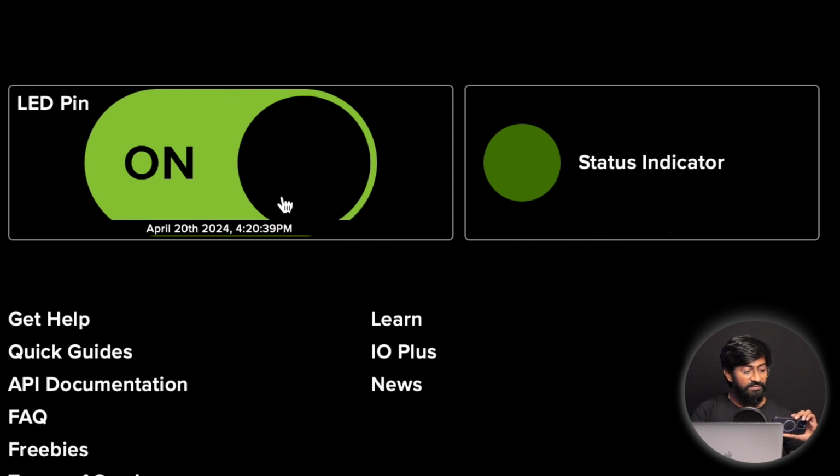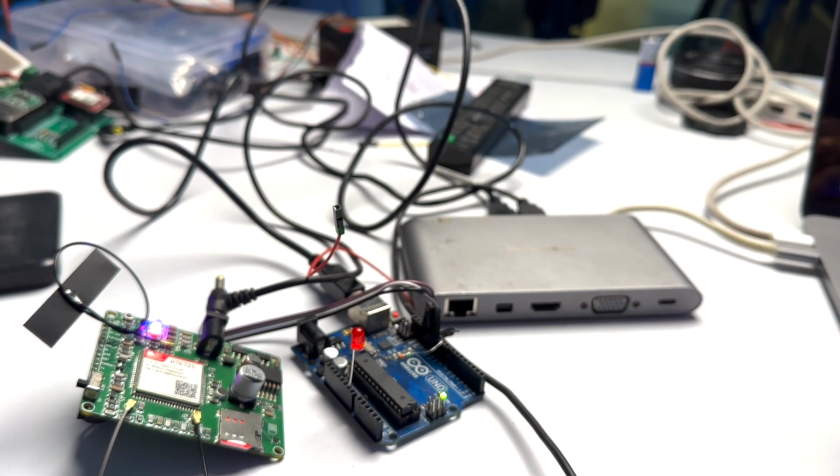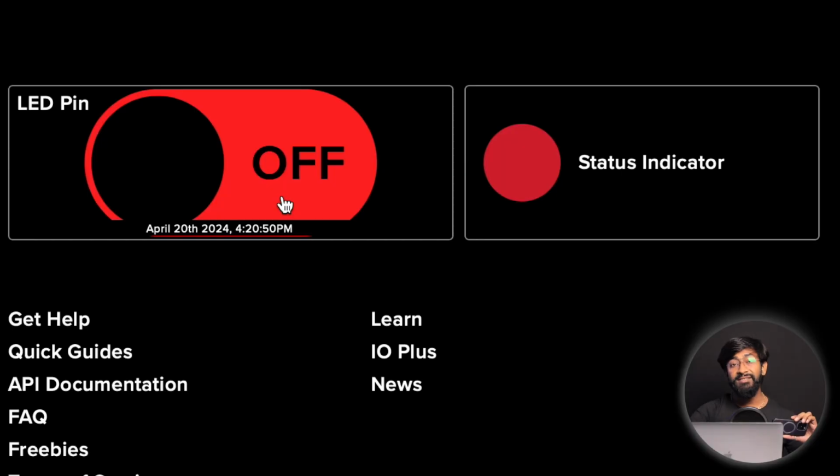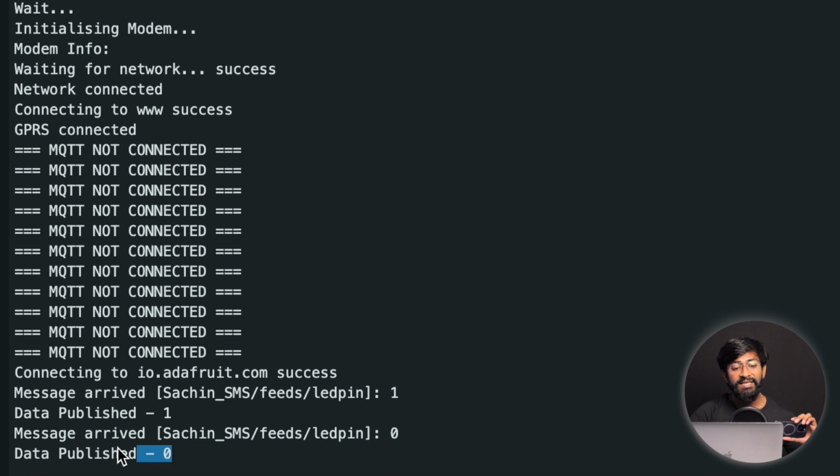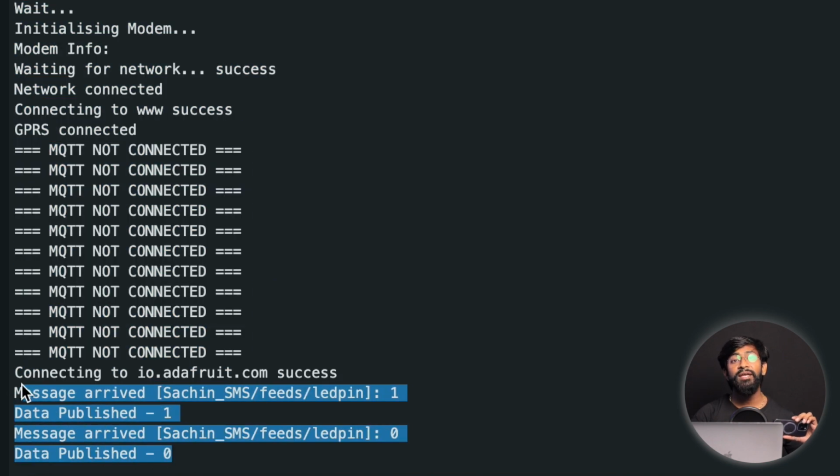Let's try to turn it off. So as I turned it off, as you can see, the LED got turned off here, and the status indicator also turned red. And the same response we are also able to see on the serial monitor as well. And this is working over the internet via the 4G network.